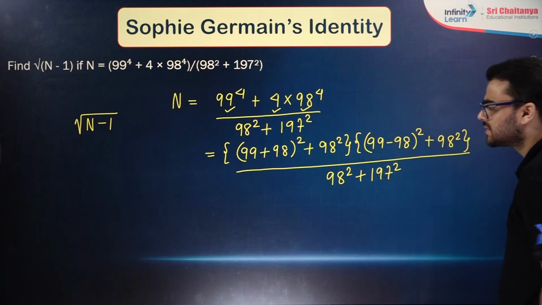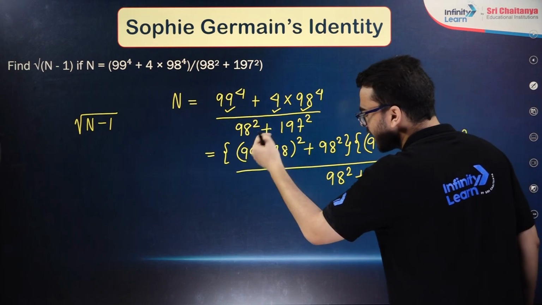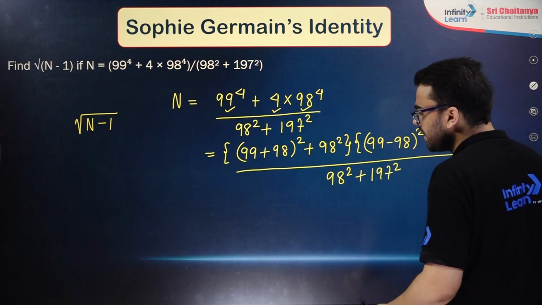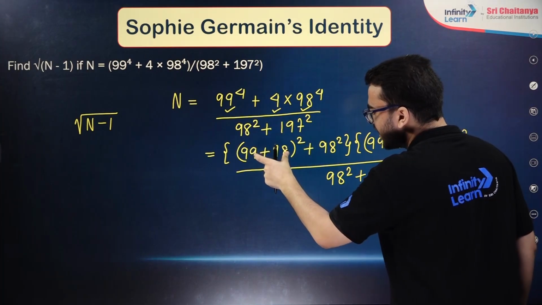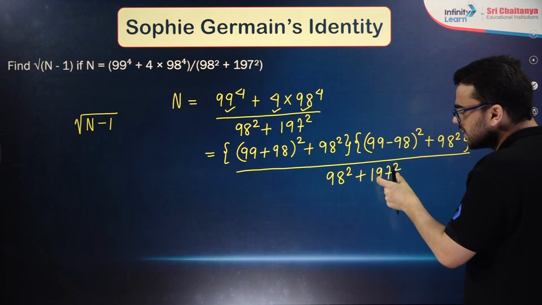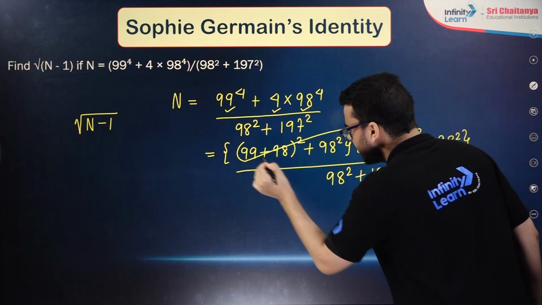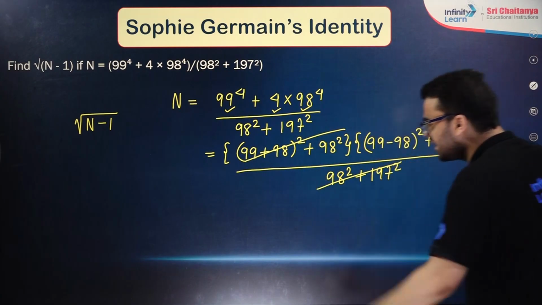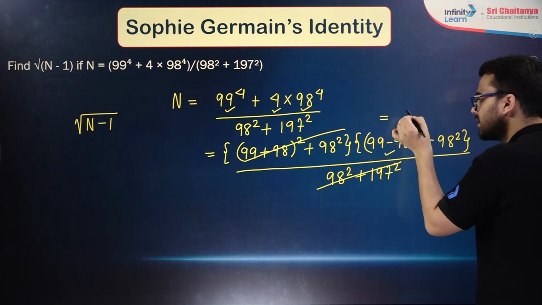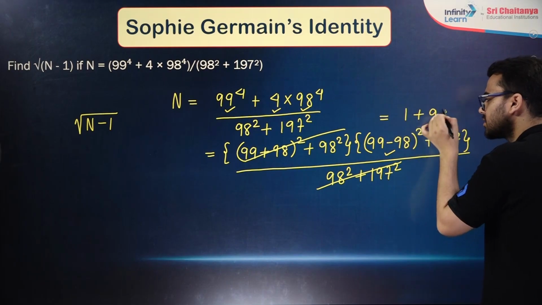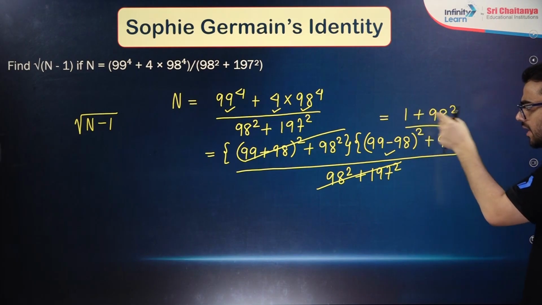Now you can see this. Basically, if you add them up, 99 plus 98 is basically 197. So this is 197 square and this is 98 square. So this thing and this thing is exactly the same. So this is basically 1 square, which is 1, plus 98 square. I hope you understood that. So after simplifying n, we are getting this only.